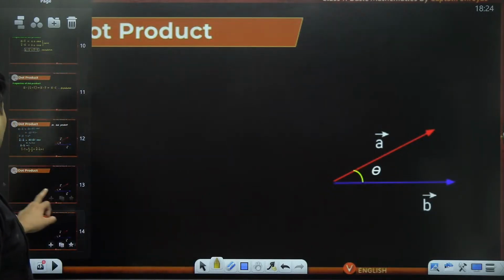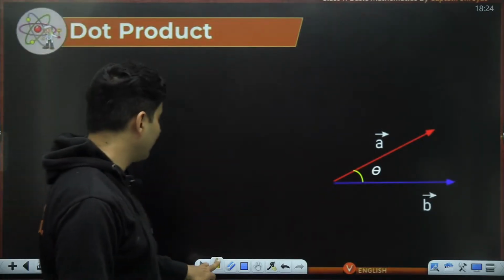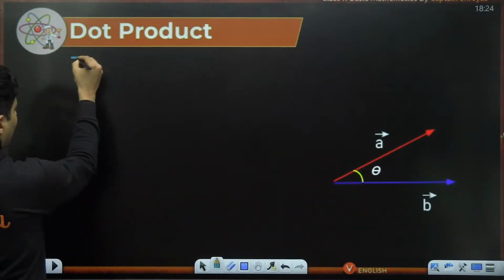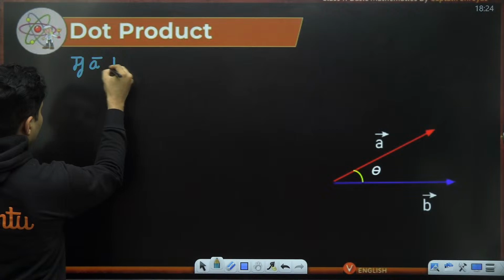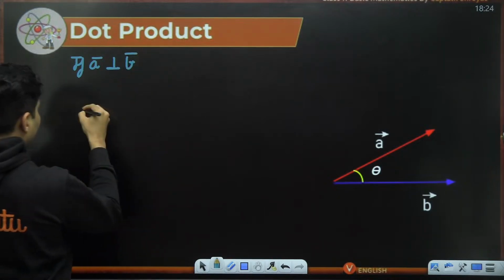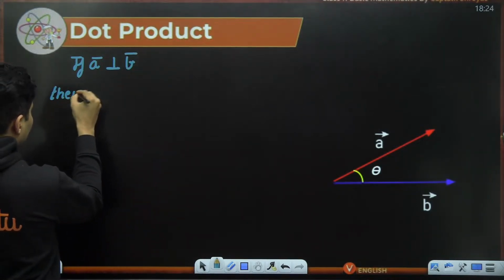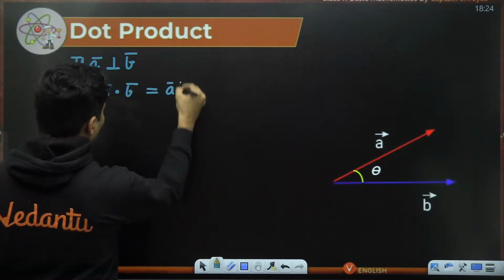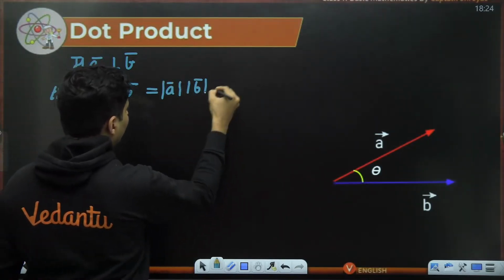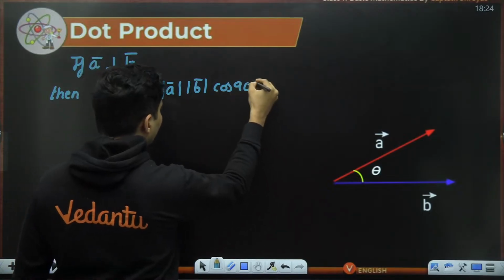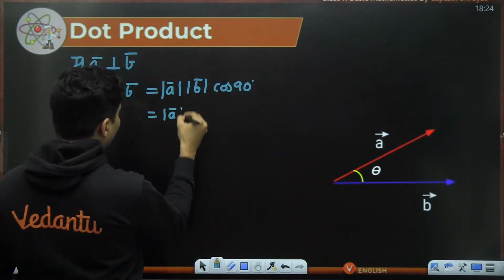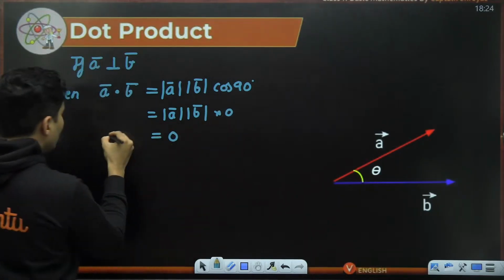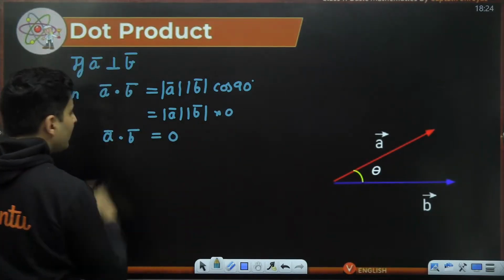Great. Sir, what if I take two perpendicular vectors? Let's take that example. If A vector is perpendicular to B vector, then if you take the dot product A dot B, it will be magnitude of vector A, magnitude of vector B into cos of 90. Wait a minute, what is cos of 90 degrees? Cos 90 is 0, so the outcome will be 0. So therefore, A dot B is 0.